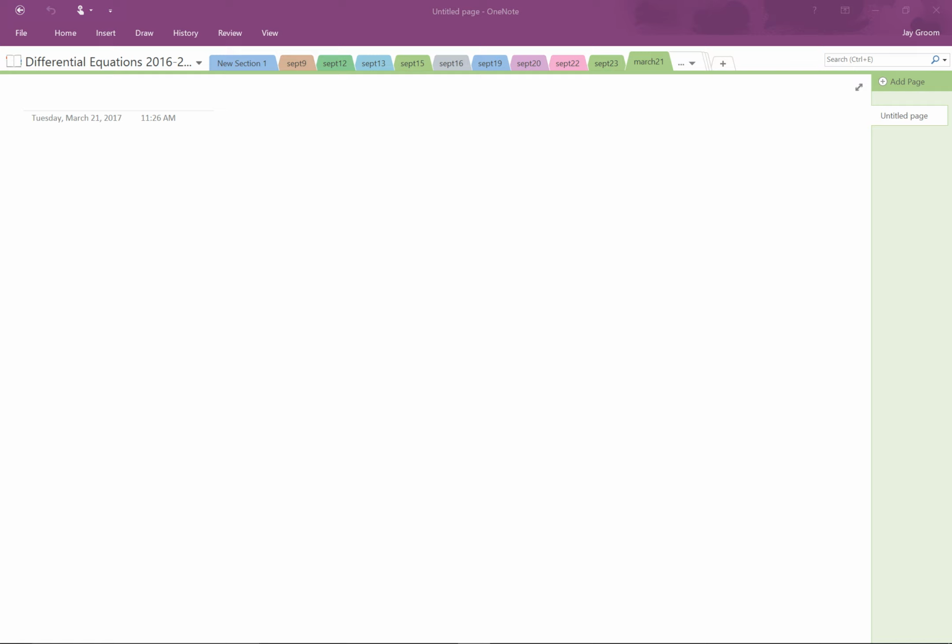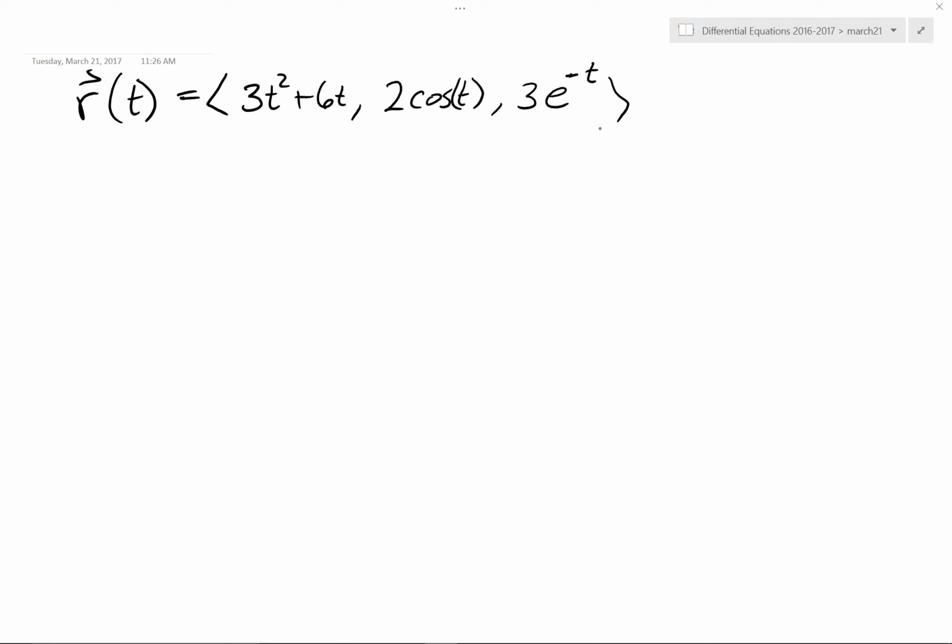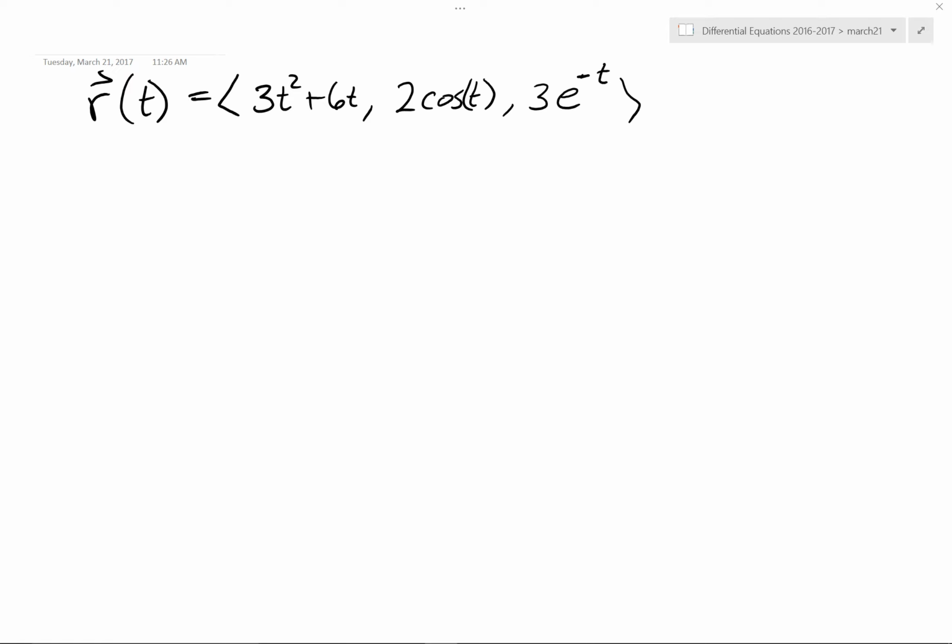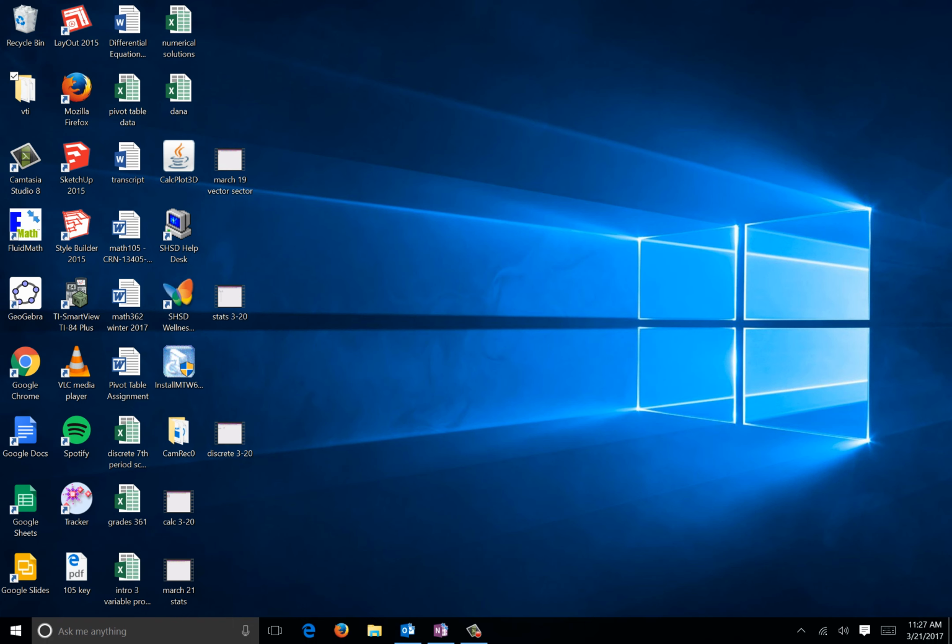Okay, so today we're going to be looking at more space curves. And I'm just going to make one up here. Okay, whatever. So, as you know, we can do the derivatives with that. I'm just going to get the calculator out and go ahead and do that.